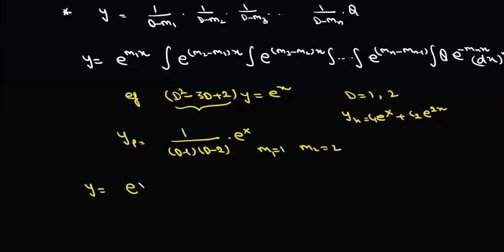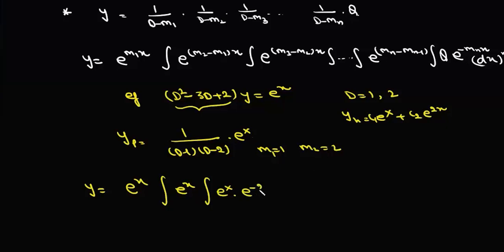So it will be this e to the power x and then integral of e to the power m2 minus m1, so it will be this e to the power x, and then this integral of Q, which is e to the power x into e to the power minus mnx. mn in this case is 2.